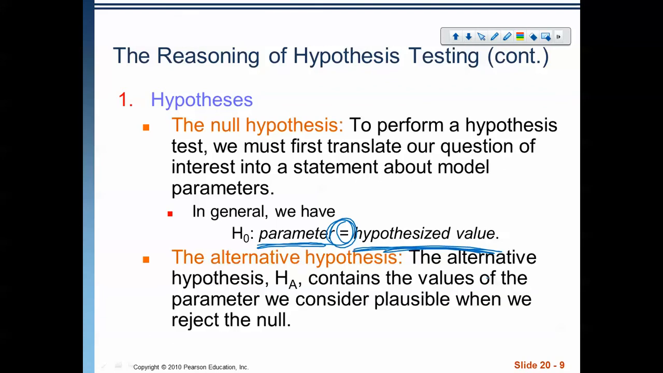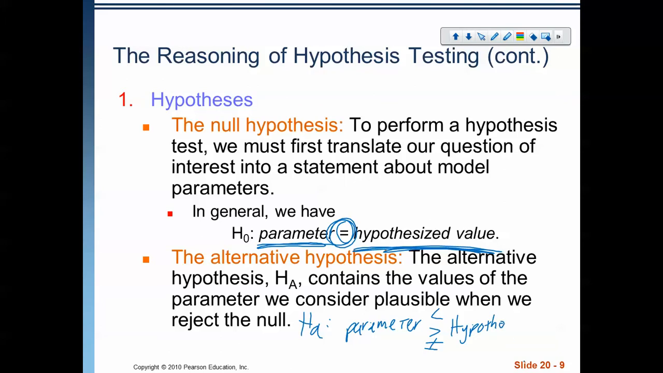What are we going to assume this value is before we test it? The alternative hypothesis, the H sub A, contains the values of the parameter we consider plausible when we reject the null. In other words, it's kind of what we're looking to prove in many ways. And the alternative hypothesis typically is the parameter, and then we will use either the less than symbol, the greater than symbol, or a does not equal symbol, and then it's the same hypothesized value.